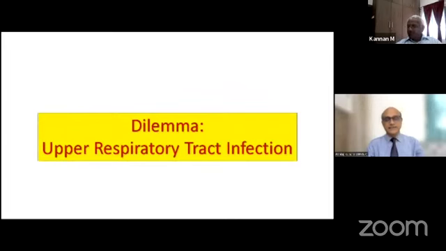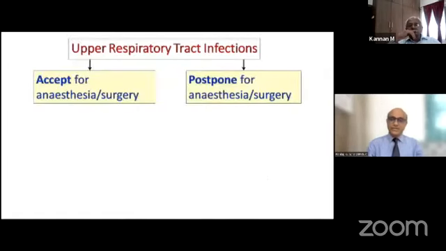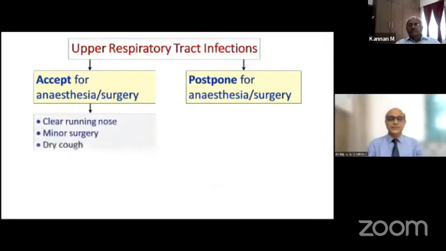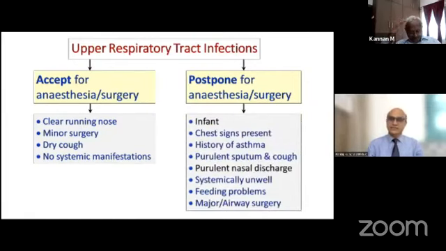The second dilemma is when a child presents to you with an upper respiratory tract infection. When we look at this child preoperatively, the broader point under which you will categorize is whether you can reschedule the surgery or continue with the surgery. How do we distinguish whether we should accept the child for anesthesia and surgery or postpone? If the child has a clear running nose, it's a minor surgery and there is only an occasional dry cough with no systemic manifestations or constitutional symptoms, then you can accept the child for surgery.